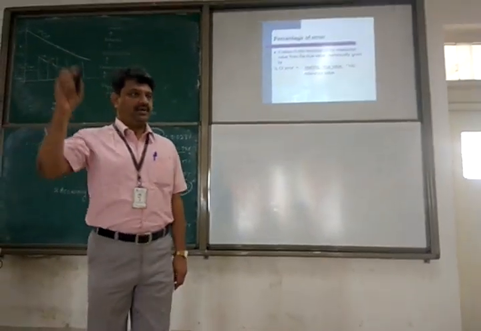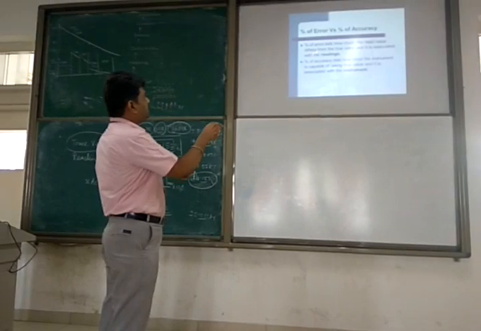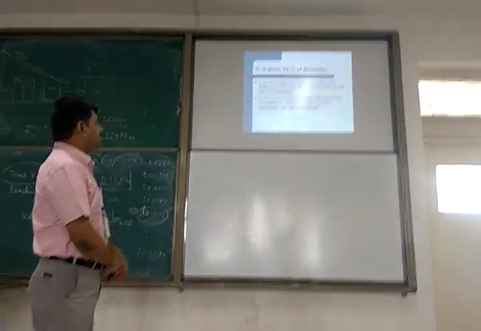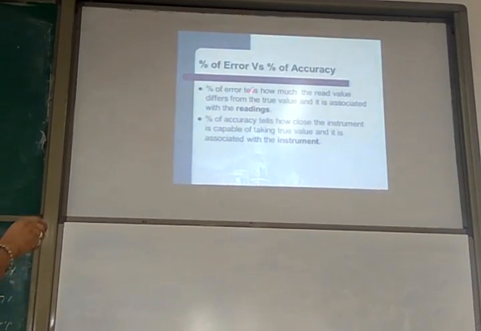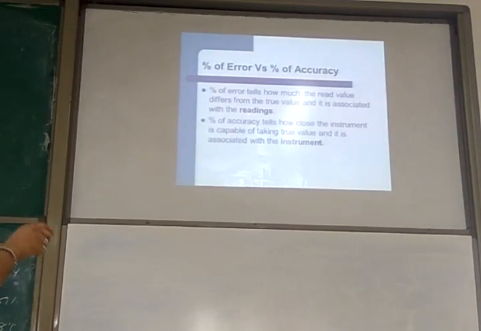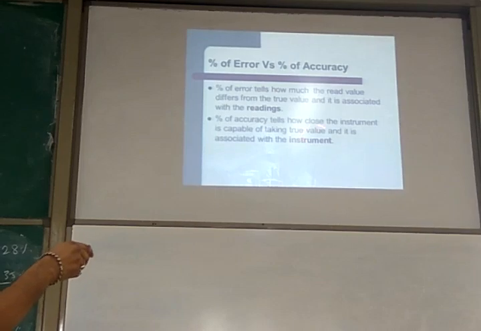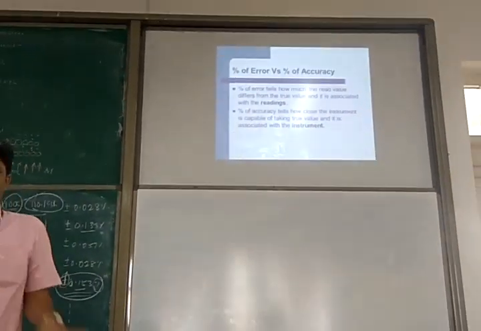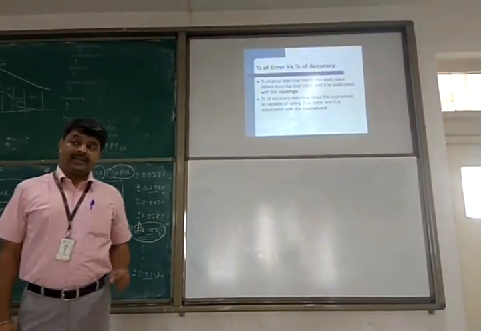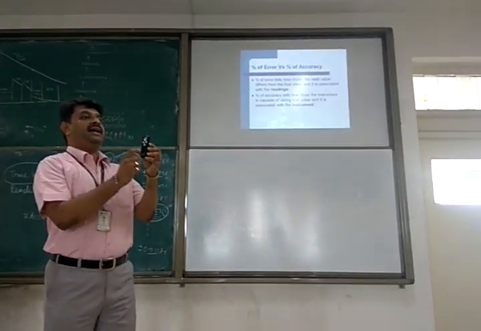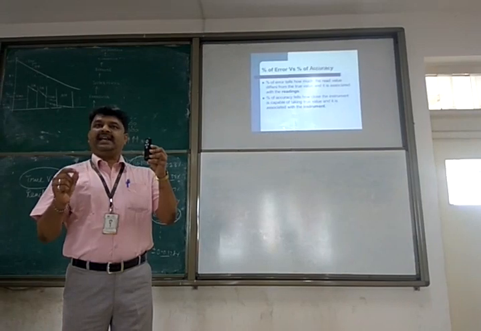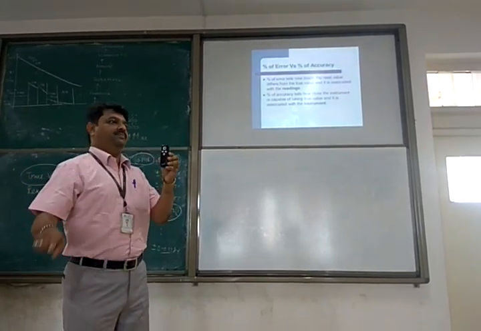the instrument. Okay. So percentage of error tells how much the read value differs from the true value, and it is always attached to the reading. Percentage of accuracy is always attached to the instrument. Otherwise, the meaning is the same. Accuracy tells the maximum error that can be produced by this instrument. Error is the error produced today, this particular time.